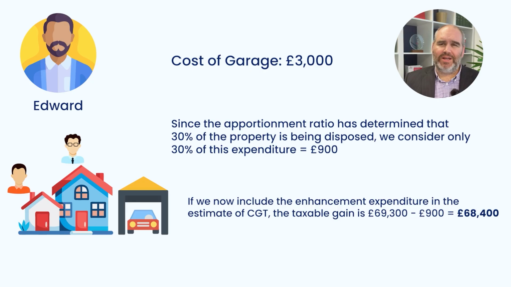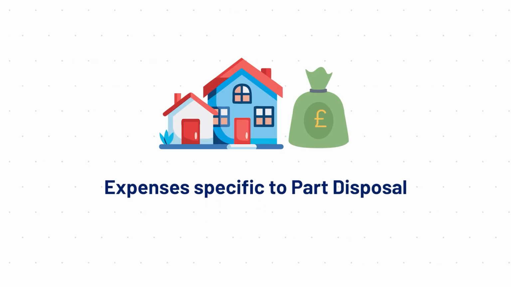If we now include the enhancement expenditure in the estimate of capital gains tax, the taxable gain is £69,300 less £900, which is £68,400. Any enhancement that is specifically incurred on the sale of the part of the property that is sold, the whole amount of that enhancement expense can be deducted.